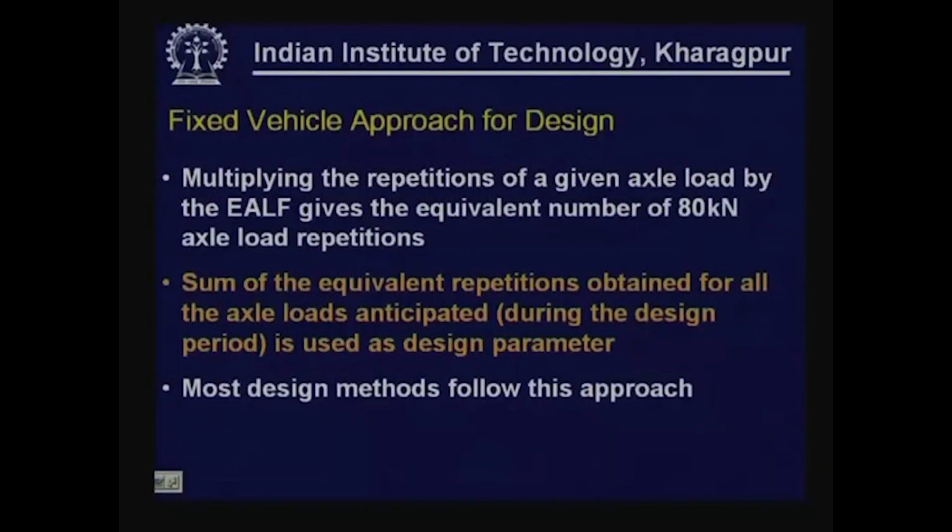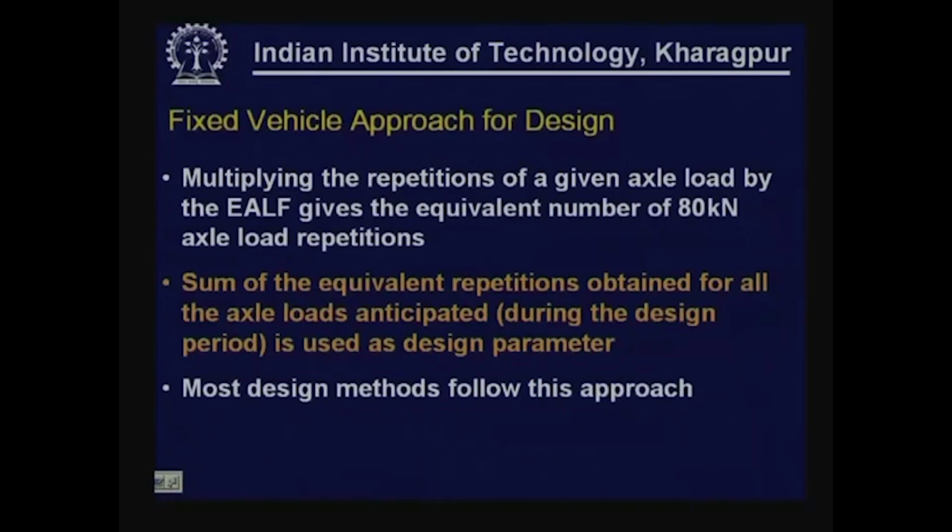In this, we multiply the repetitions of a given axle load by the equivalent axle load factor corresponding to that particular load, and this will give us the equivalent number of 80 kilonewton axle load repetitions. But we have to have some information about the equivalent axle load factor that we have to use to convert a given load into equivalent repetitions of a standard load.